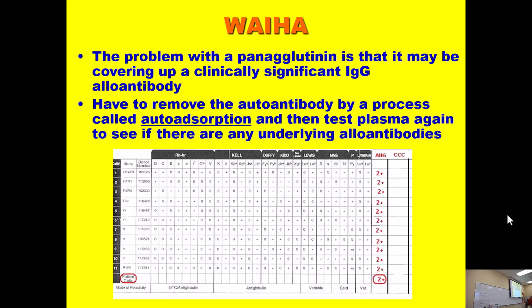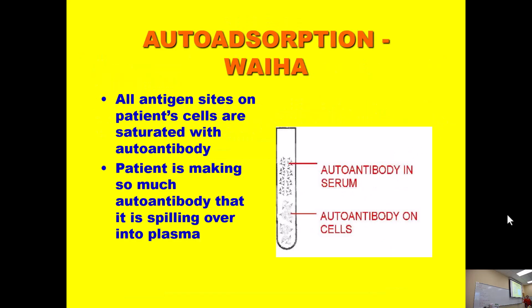Problem with panagglutinins, as I said, it could be covering something. We can't just ignore it. We have to remove the autoantibody by a process called autoabsorption and then test the plasma. We do not do these in the lab. This is a real pain in the booty. I've done a couple demos in the past to get it to work, and the demos never would work. So what we do, it's kind of a cool process though.